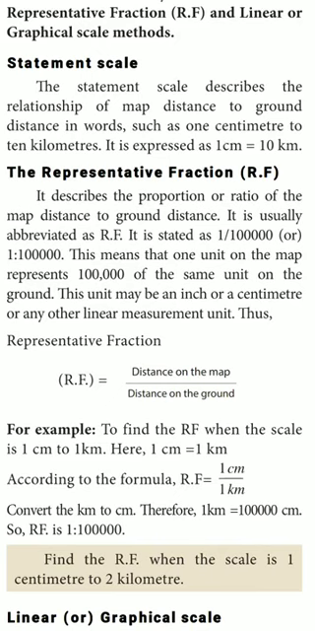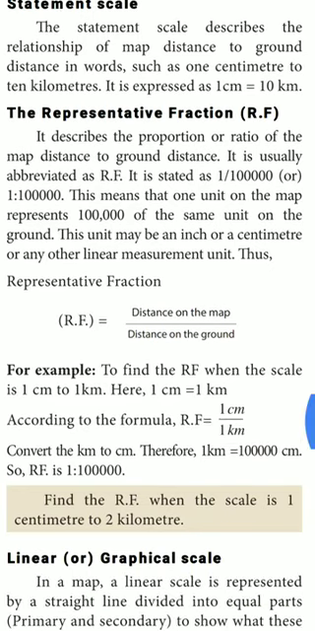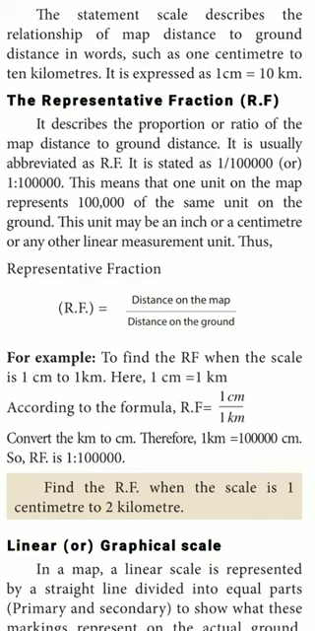So for example, to find the representative fraction RF when the scale is 1 centimeter to 1 kilometer, here 1 centimeter equals 1 kilometer. According to the formula, distance on the map by distance on the ground, isn't it? 1 centimeter by 1 kilometer. So first we want to convert the kilometer to centimeter. Therefore 1 kilometer equals 1 lakh centimeter. RF equals 1 is to 1 lakh. Now find the RF when the scale is 1 centimeter to 2 kilometer.